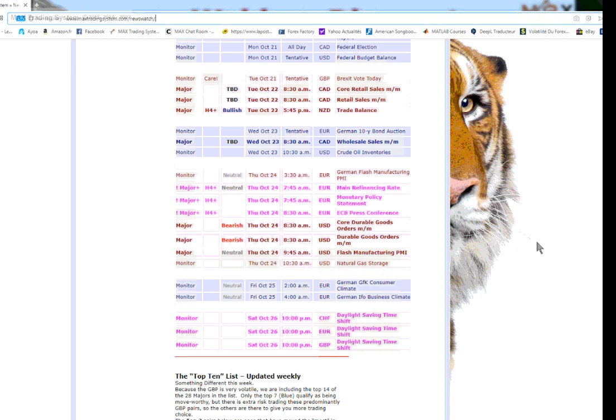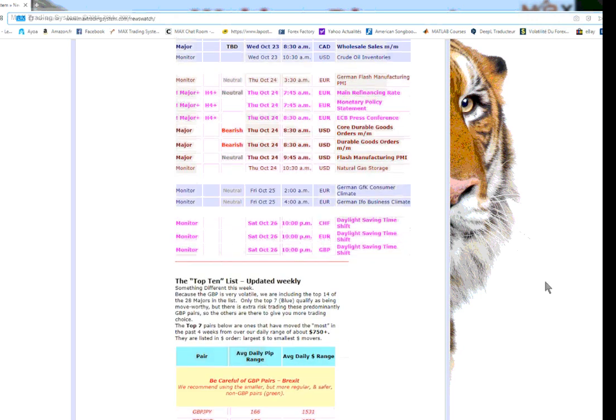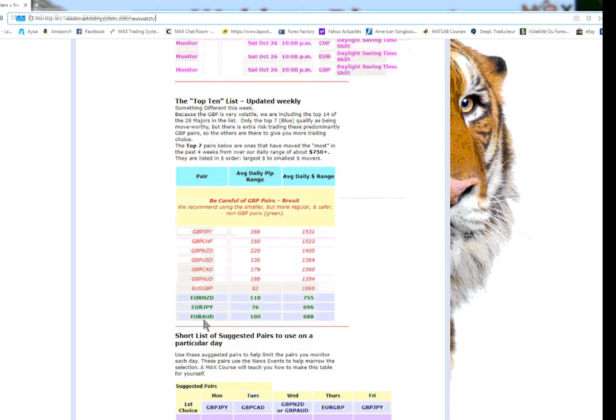Below the calendar, you will also have what Chris has mentioned, the top 10 list. This gives, based on a statistical analysis of the recent past, the pairs which are moving the most. Because remember, we are trend following traders, and we want to catch the best trends. And the best trends are made with the pairs which move the most. So we define every week which pairs will have the highest potential to move the most.